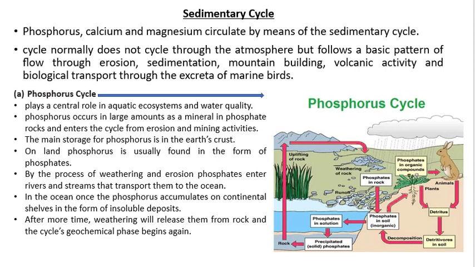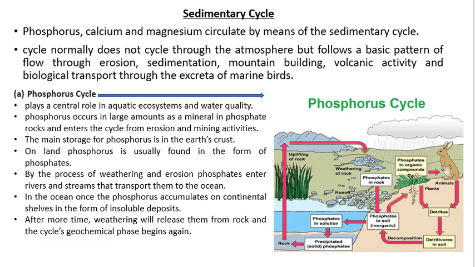Next among the biogeochemical cycles is the sedimentary cycle, which includes phosphorus, calcium and magnesium, which circulate by means of the sedimentary cycle. The sedimentary cycle normally does not cycle through the atmosphere but follows a basic pattern of flow through erosion, sedimentation, mountain building, volcanic activity, and biological transport through the excreta of marine birds. The first sedimentary cycle is the phosphorus cycle. Phosphorus plays a central role in aquatic ecosystems and water quality.